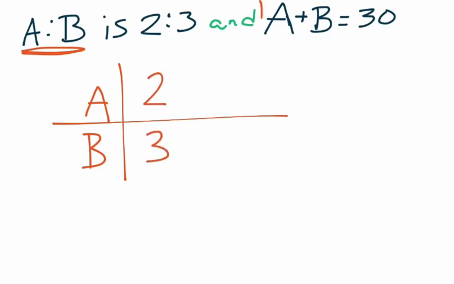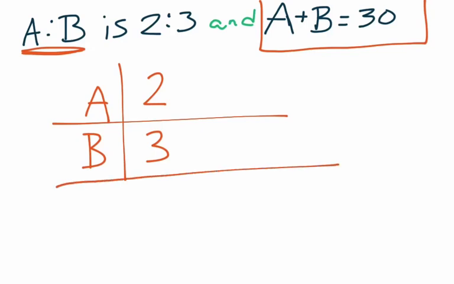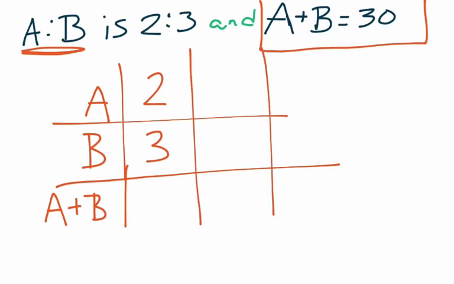Now, this extra piece of information of A plus B equals 30 doesn't fit into the A or B rows because we just have A's or we just have B's. So what I'm going to do is add an A plus B row. And I'm able to do that in a ratio table because you can add as much or as little as you need to.